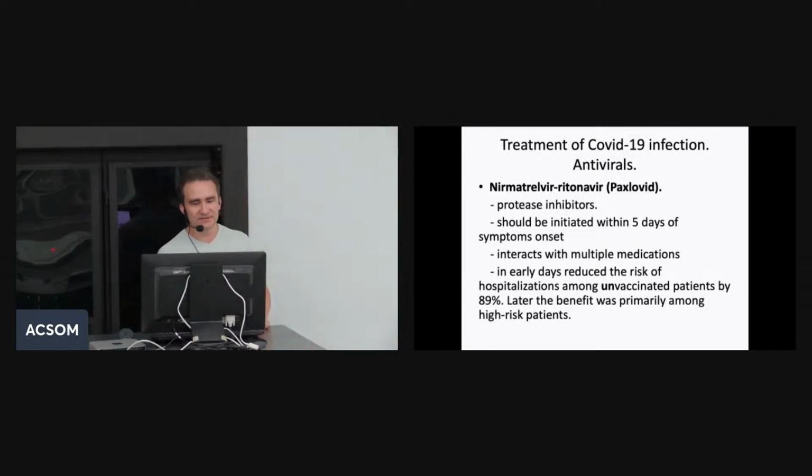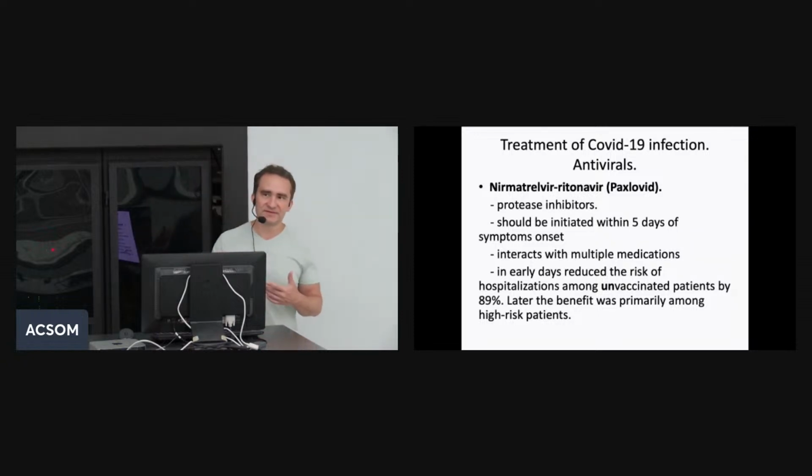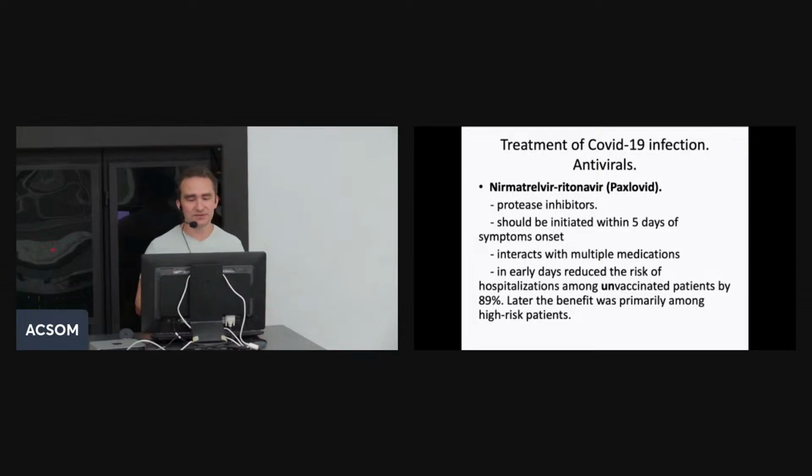In the early days, it was shown to be very effective, when a lot of people were not vaccinated yet. It decreased the risk of hospitalization by 89%. I think right now the benefit is less, because if somebody had the virus before, they already have some immunity, or if somebody was vaccinated. The benefit was shown to decrease over time, not because the medication changed or the virus changed, but because patients already have some immunity.